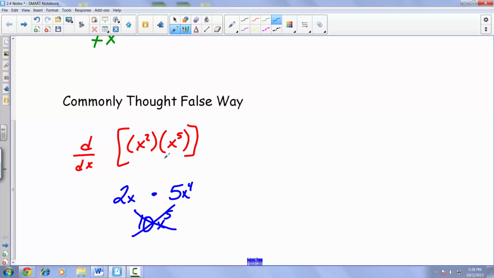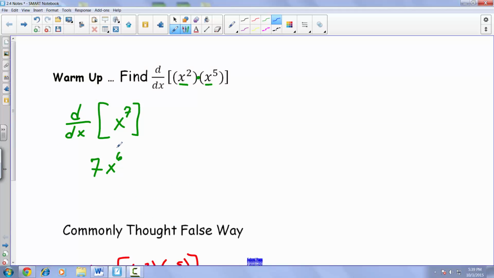It's really, again, like I said, common where people want to do that, because when we looked back at limits, dealing with properties of limits, you could do that. But here, unfortunately, when we're talking about a derivative, that won't quite work out. All right. But again, that is the warm-up from our 2.4 set of notes.